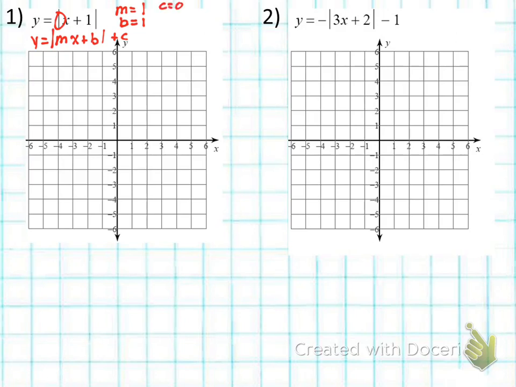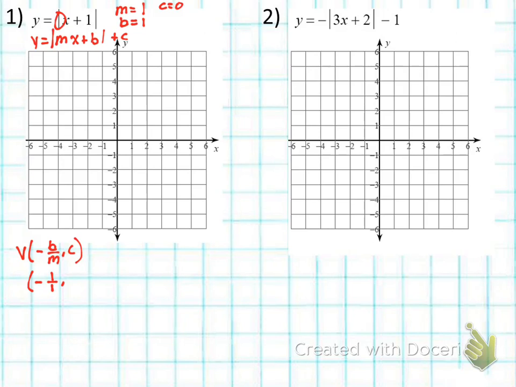So we start with this information, then we figure out our vertex first. The vertex coordinate is negative b over m, comma c. That's going to be your vertex. So we plug in our numbers. We have negative, our b, which is 1, over m, which is also 1, comma c.